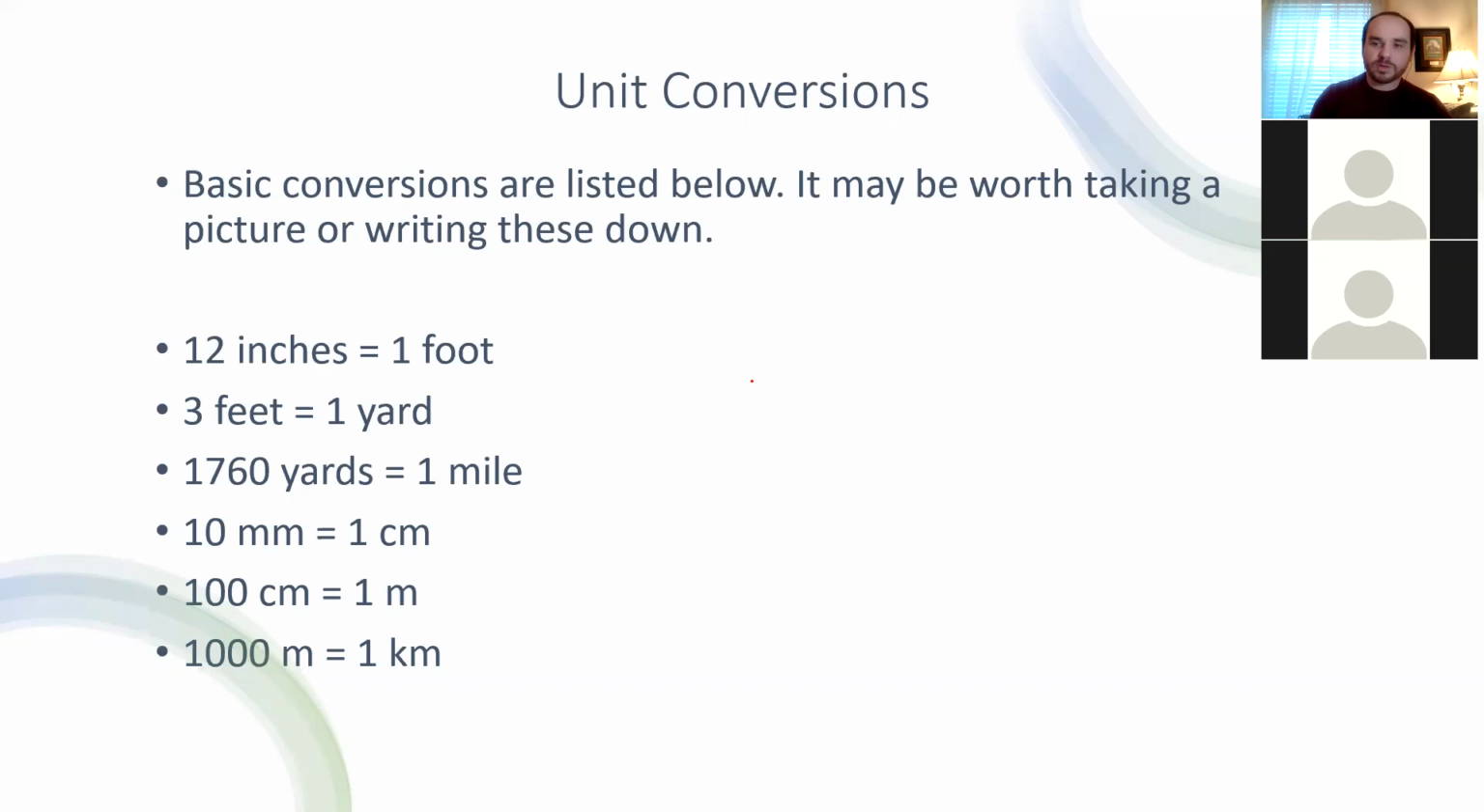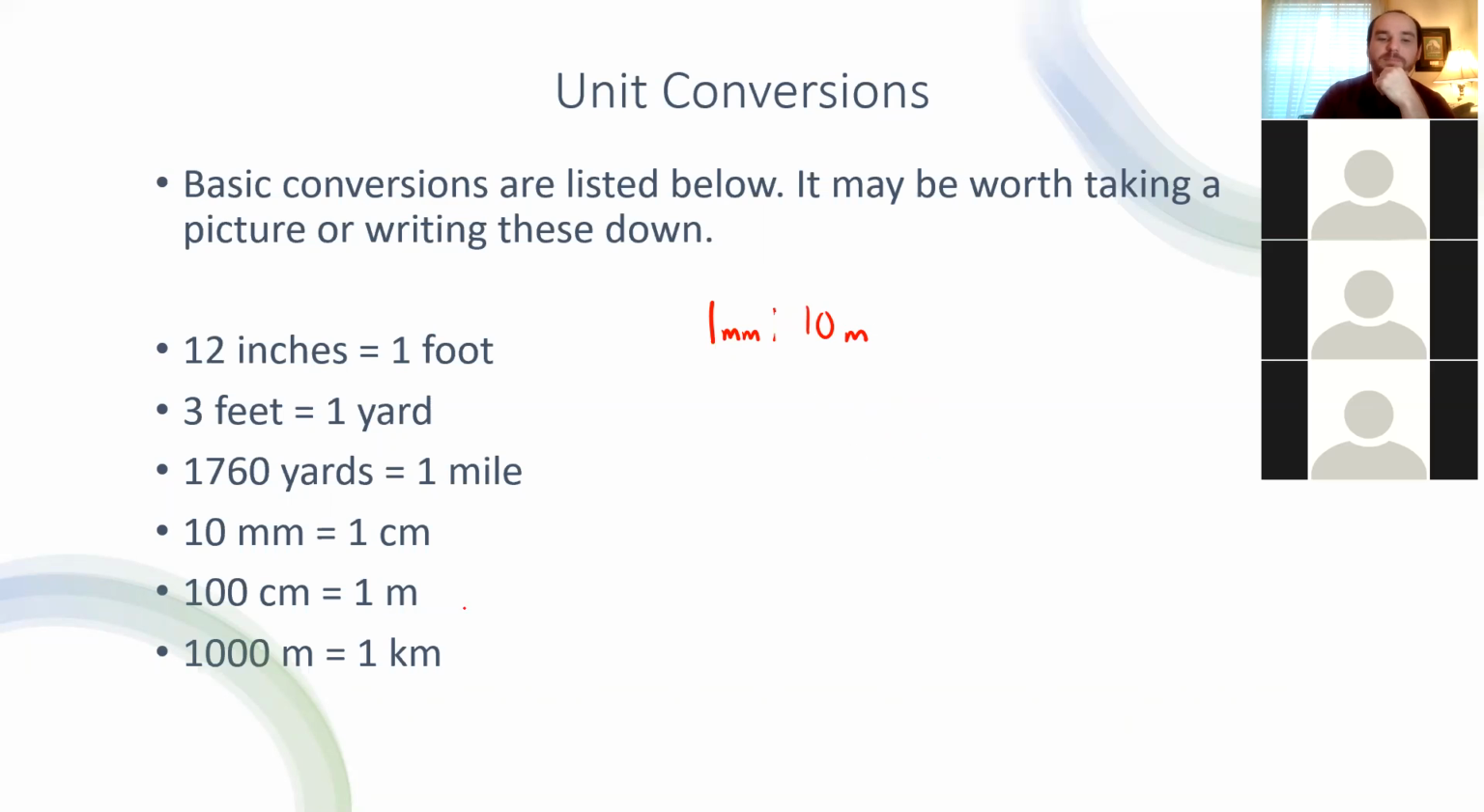So let's say, we're going to practice an example while you guys write this down. Let's say I have a scale of 1 millimeter to 10 meters. How would I convert this into a scale ratio? You would multiply, but here's the problem. Millimeters is here and meters is here. So we have to convert meters into centimeters, and then we have to convert the centimeters into millimeters.